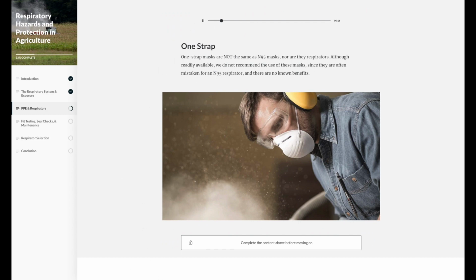One-strap masks are not the same as N95 masks, nor are they respirators. Although readily available, we do not recommend the use of these masks since they are often mistaken for an N95 respirator and there are no known benefits.